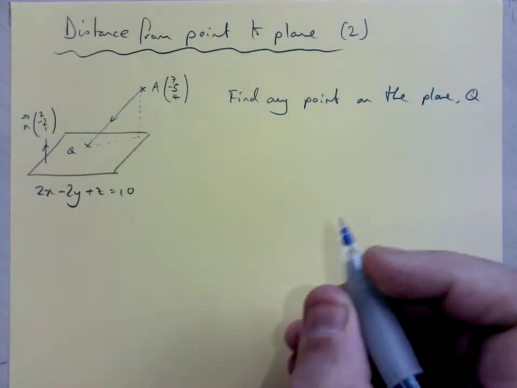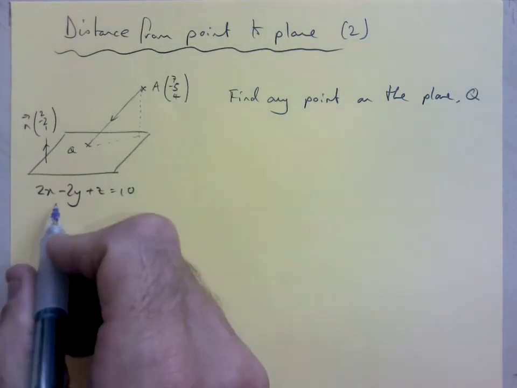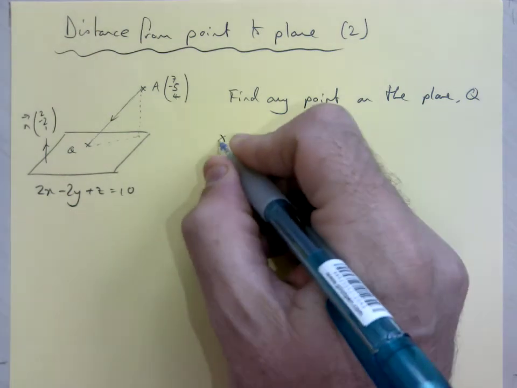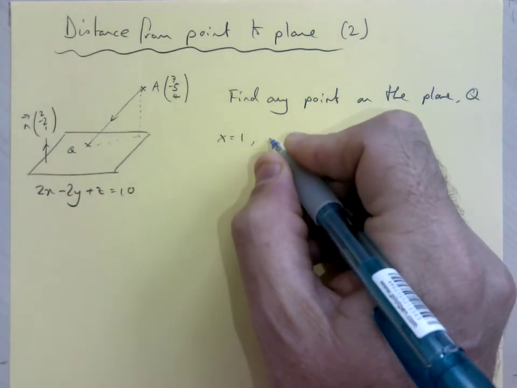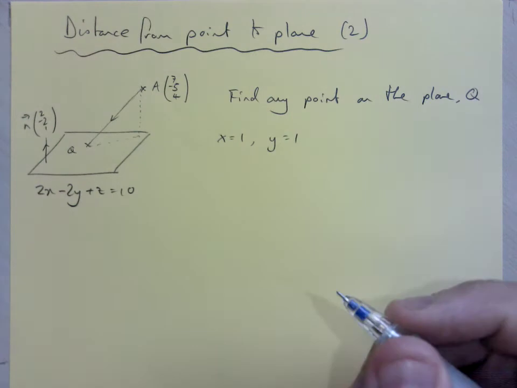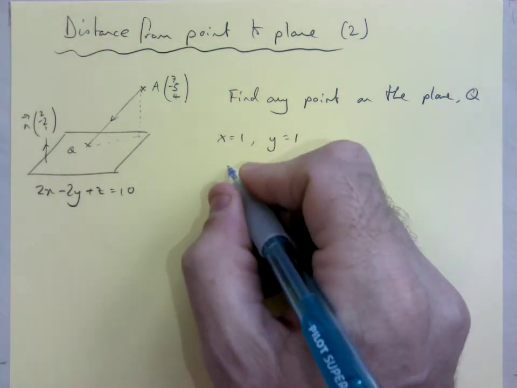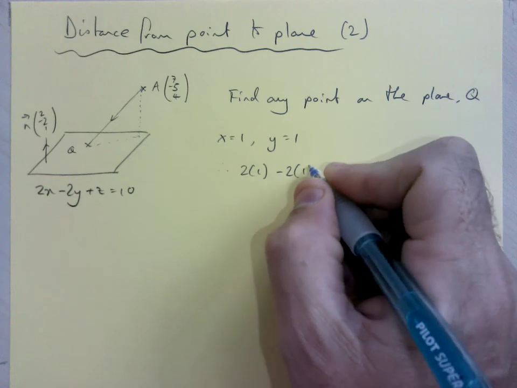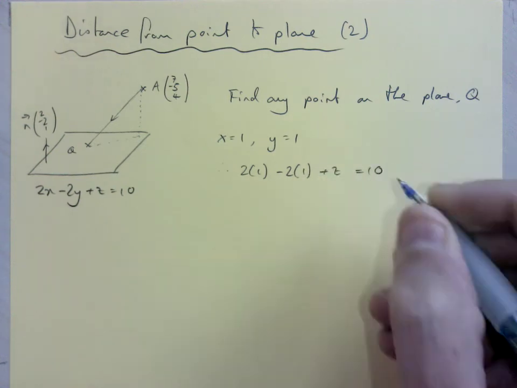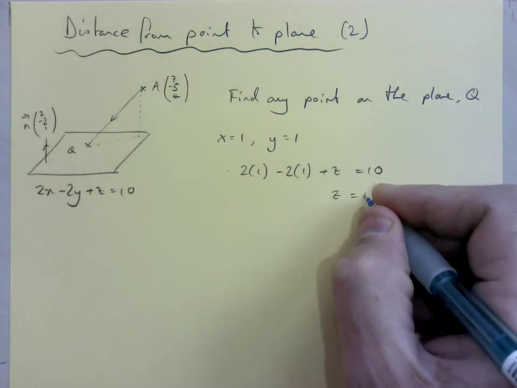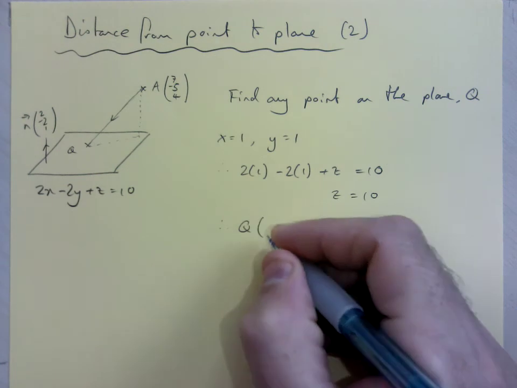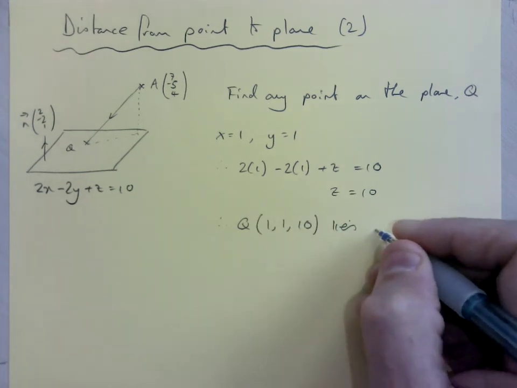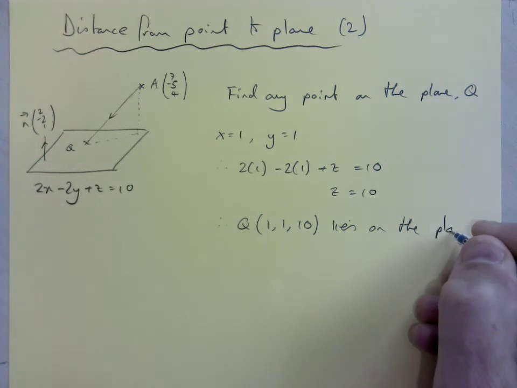So the first step here is just to find any point on the plane. I'm going to call that Q. And I can then pick any values of x, y, and z as long as it makes this true. So I'm going to pick x is 1. I'm going to pick y is 1. And I'm going to figure out what z needs to be. So I'm going to have, therefore, 2 lots of 1 minus 2 lots of 1 plus z must be 10. Z must be 10. So therefore, Q with the coordinates (1, 1, 10) lies on the plane.